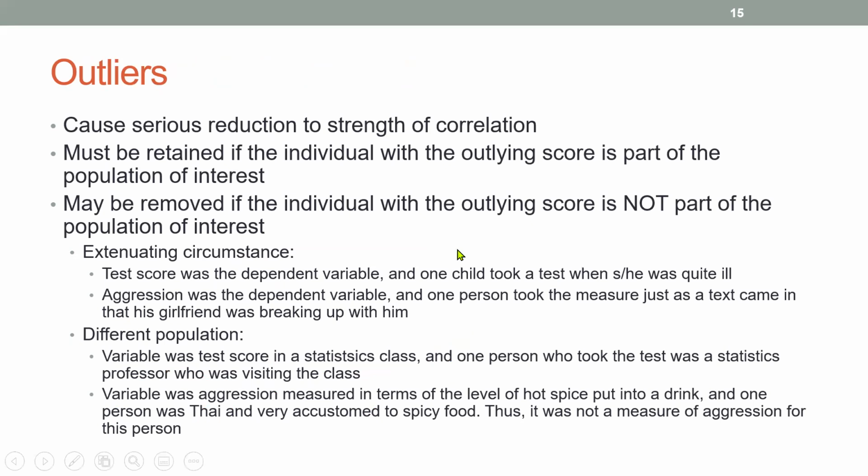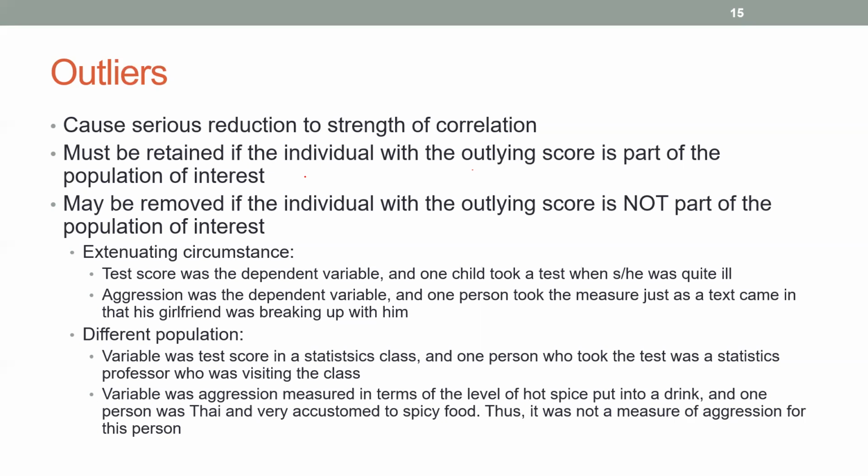So outliers cause a serious reduction to the strength of the correlation, but they have to be retained if the individual with the outlying score is part of the population of interest. There's nothing detectable that suggests something was amiss. And we can remove it if it's not part of the population of interest.